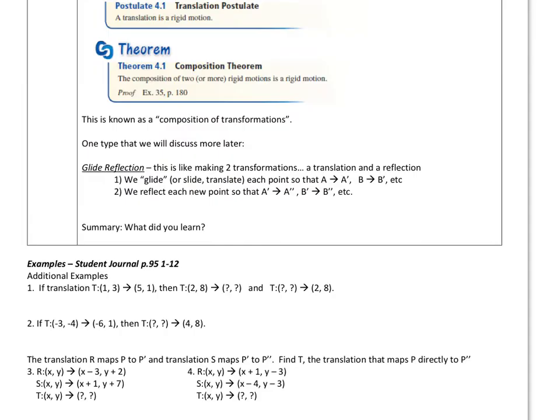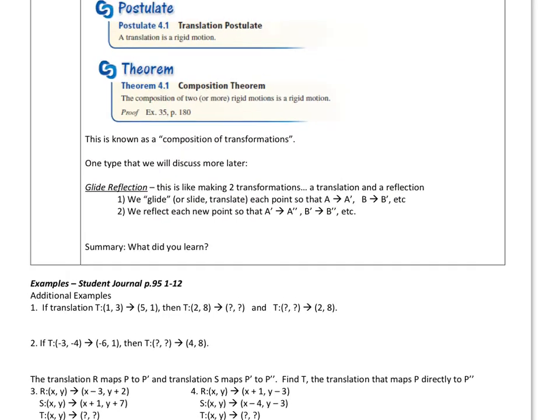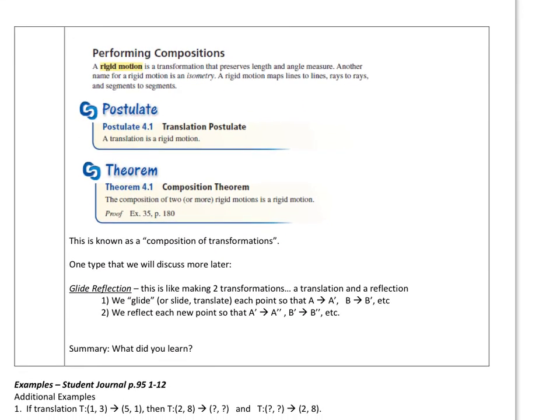All right, so let's continue on to the next page here. We've got some things here to talk about. A rigid motion, which is what I just discussed, is a transformation that preserves length and angle measure. So a rigid motion would be an isometry. Right here, rigid motion is an isometry. So we're just moving something and it doesn't change the size or shape of it. That's what a rigid motion is.